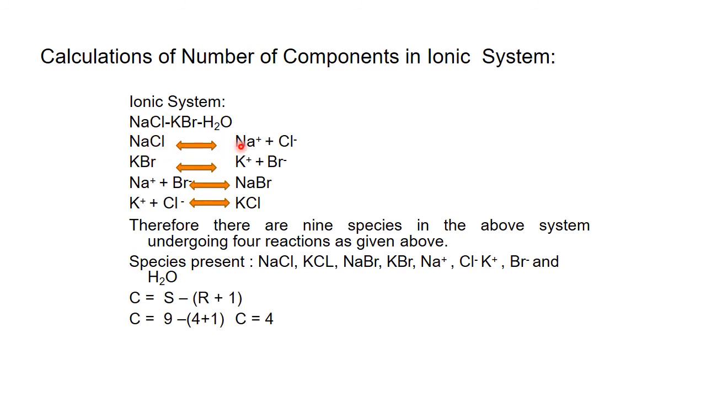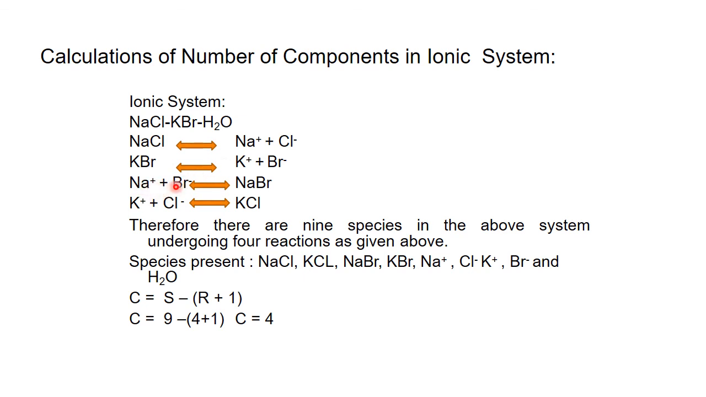Similarly, the sodium ion of the sodium chloride may react with bromide ion to produce sodium bromide, and similarly potassium ion may react with chloride ion to give us potassium chloride. So we can say it's a double displacement reaction. Therefore, there are 9 species in the above system. The ionic system, which consists of sodium chloride, potassium bromide and water, is a system which contains 9 species.